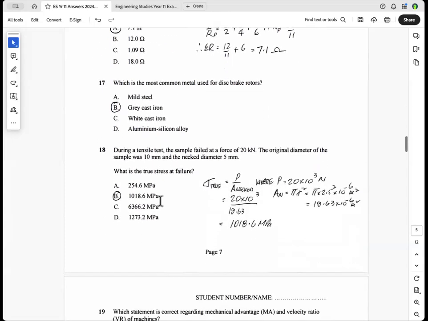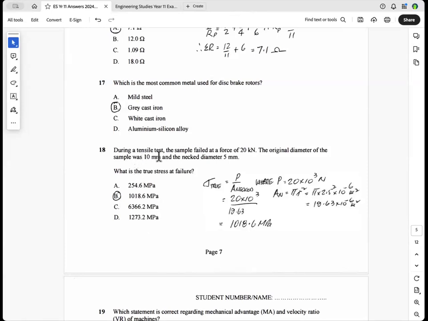ohms. Which is the most common metal used for disc brake rotors? Now, disc brake rotors are almost universally made from grey cast iron. But the more exotic ones are made from ceramics, and the Formula ones are made from carbon fibre, epoxy, with a lot of other secret additions to the composite. Okay.